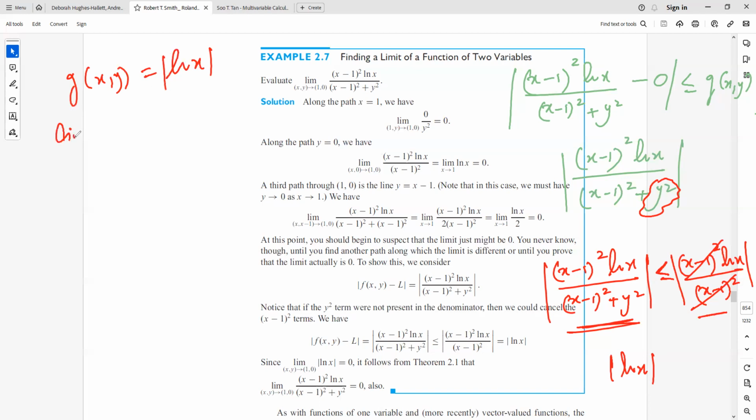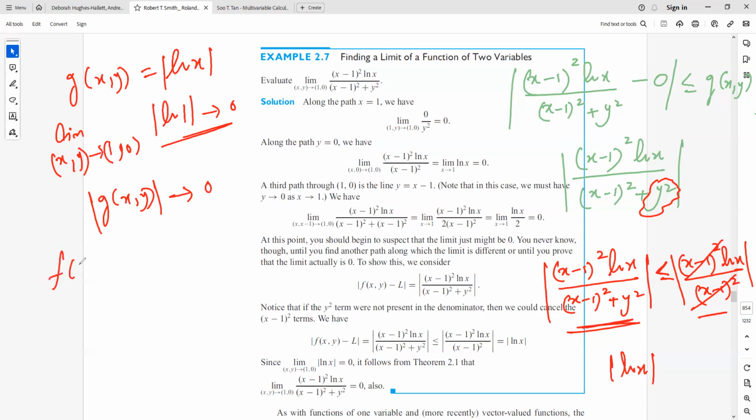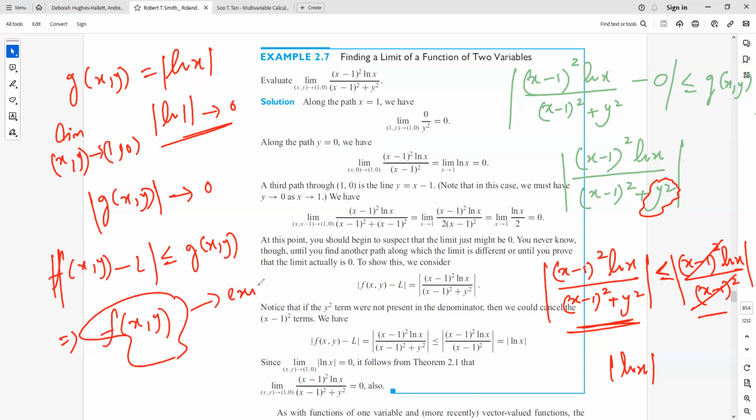And we know that the limit as (x, y) goes to (1, 0), if we apply ln 1, is going to be 0. Now, since this function is converging to 0, that is, g of x y is converging to 0, and this is satisfying this inequality as well, that the absolute value of f of x y minus L is less than or equal to g of x comma y, which we showed here. Now, this implies that the limit of the function does exist, and it is 0, right? Because we started with the assumption that the limit is 0.